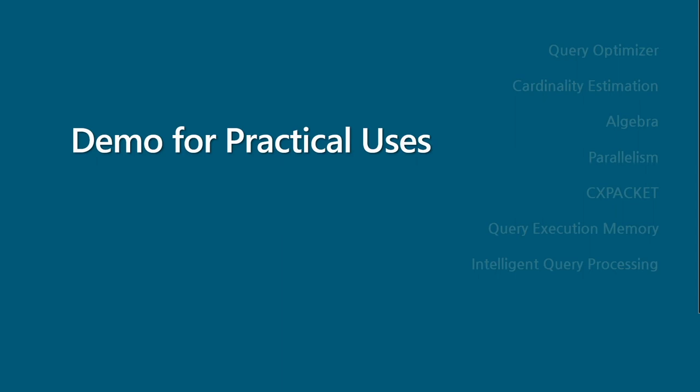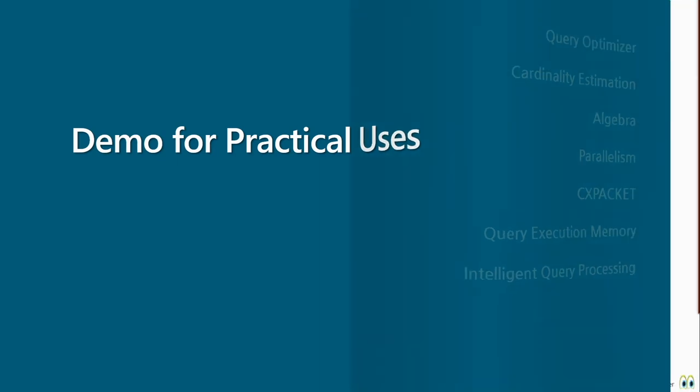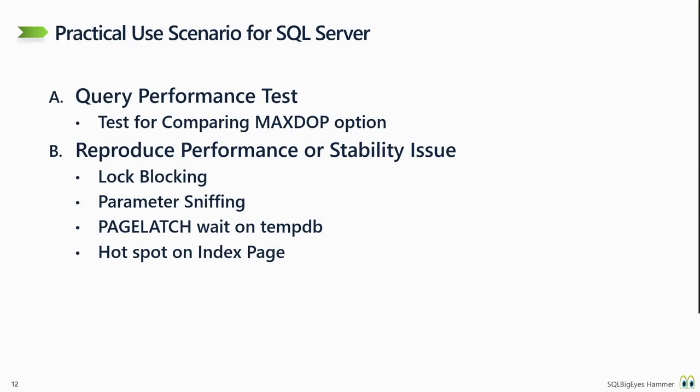Now let's take a look at some of the more practical examples. Here's the case: query state changes according to MAXDOP option changes, lock blocking, and parameter sniffing issues and recompile impact, PAGELATCH wait in TempDB, and that is the hotspot issue that occurs on an index page, and this is also PAGELATCH wait.